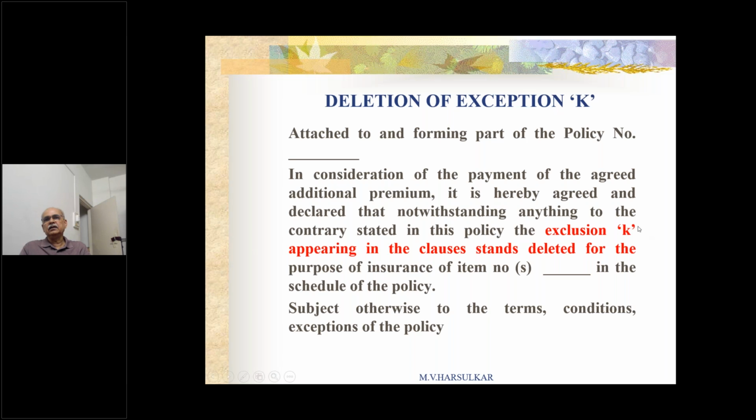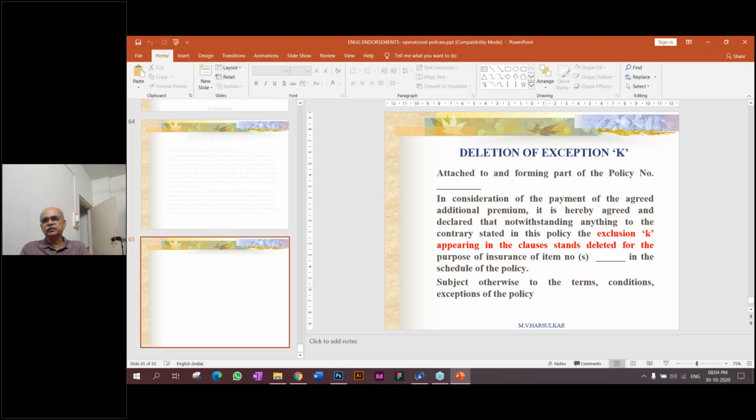Now this exclusion K is regarding machinery working underground. If I am giving cover for some machinery which is already working underground, then this exclusion has to be deleted for item number so and so. There may be 4 or 5 items, so those serial numbers from the schedule should be mentioned. So thank you.